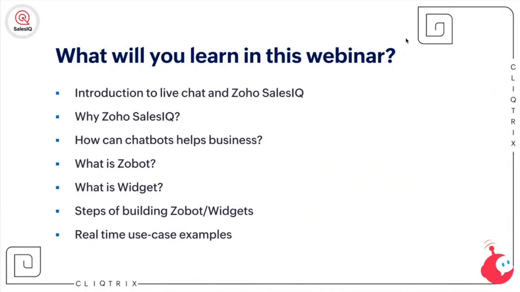So before jumping into the webinar, let me tell you how I've planned it. First, I'll talk about why live chat and why a website needs a live chat, followed by a brief introduction to Zoho SalesIQ. Next, we will look at what chatbots are and how they can help a business exactly. After that, we'll move to the spotlight of the day, that is Zobot, and what they do exactly. Then we will discuss the need for widgets and what you can achieve by implementing widgets. Finally, we'll end with some useful tips and real case scenarios.